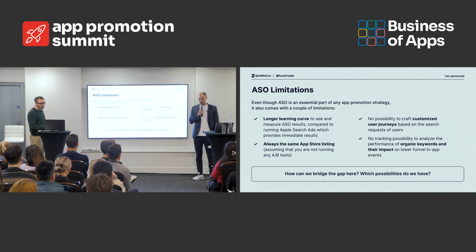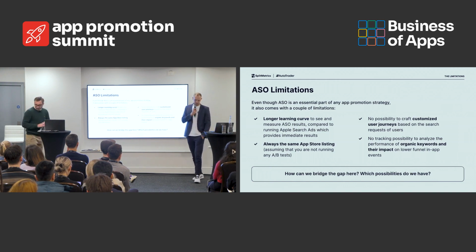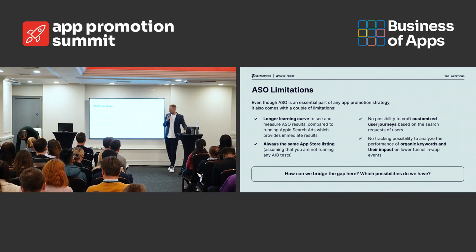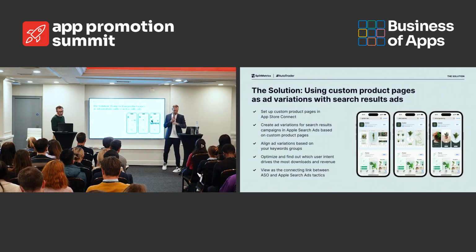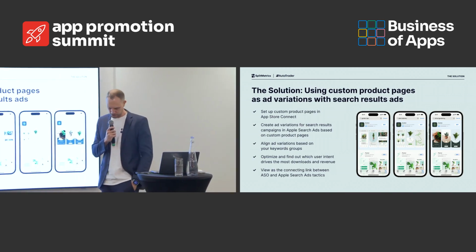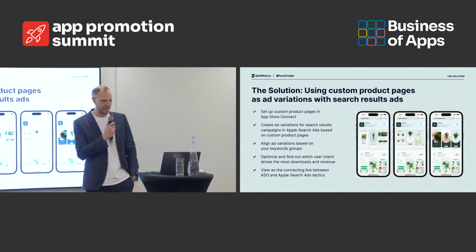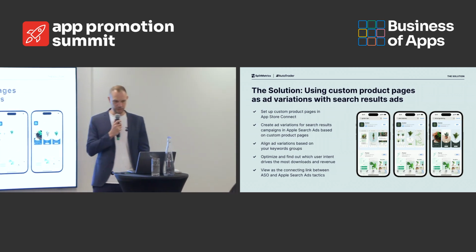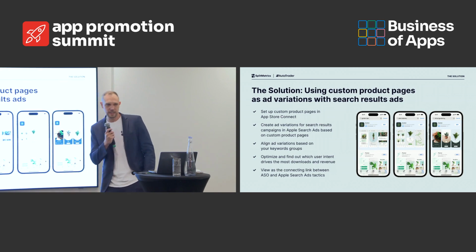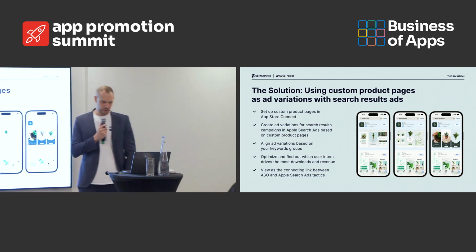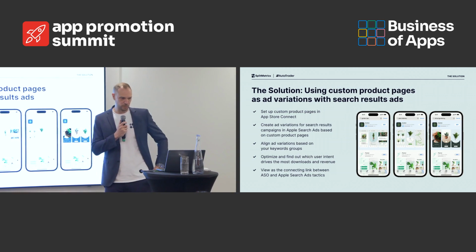The question is now, how can we bridge the gap here? Which possibilities do we have? Let's talk about the solution. The solution is that with the help of custom product pages, you can set up different ad variants, or let's say different user journeys, based on specific search requests that people have within the App Store. So let's start with where you can do it.